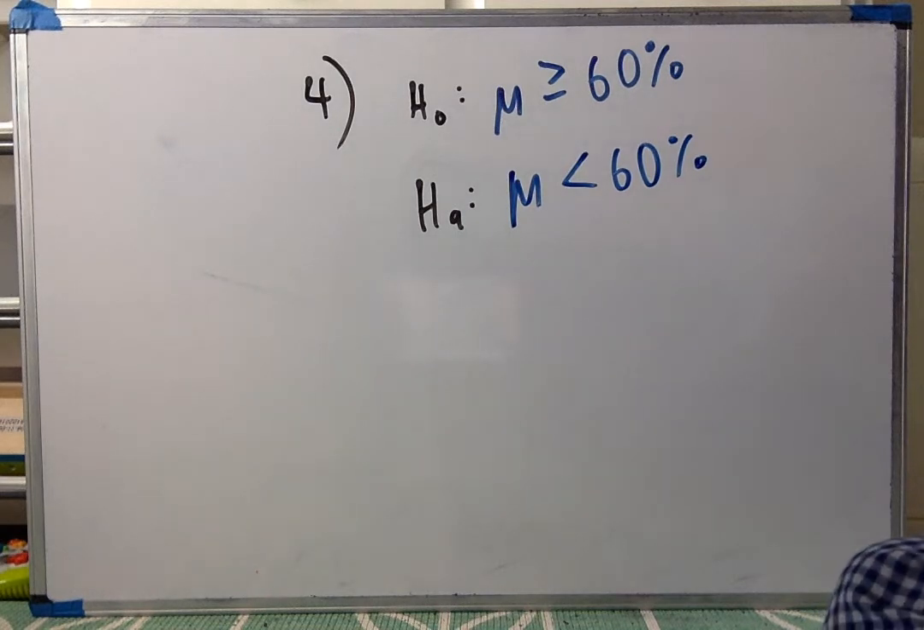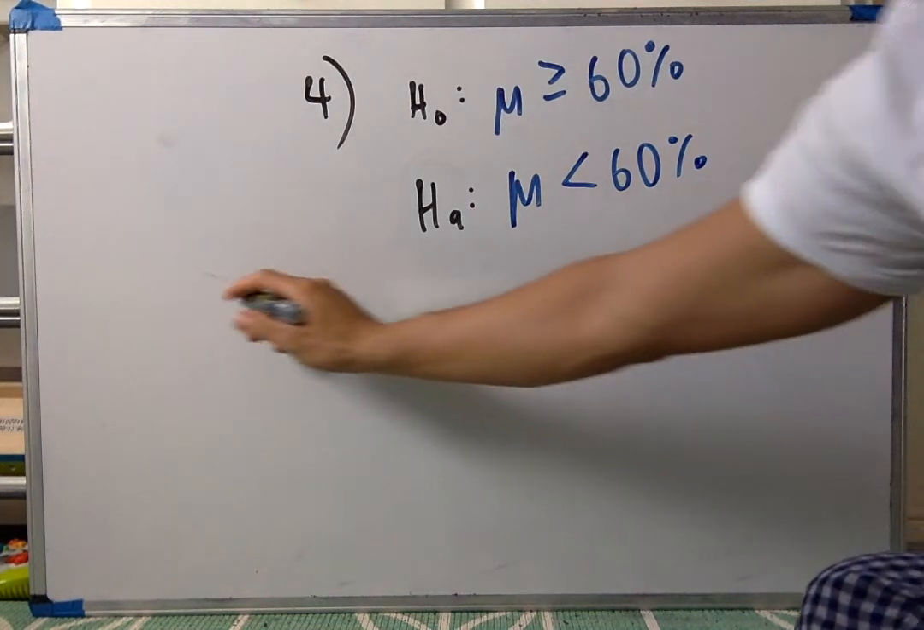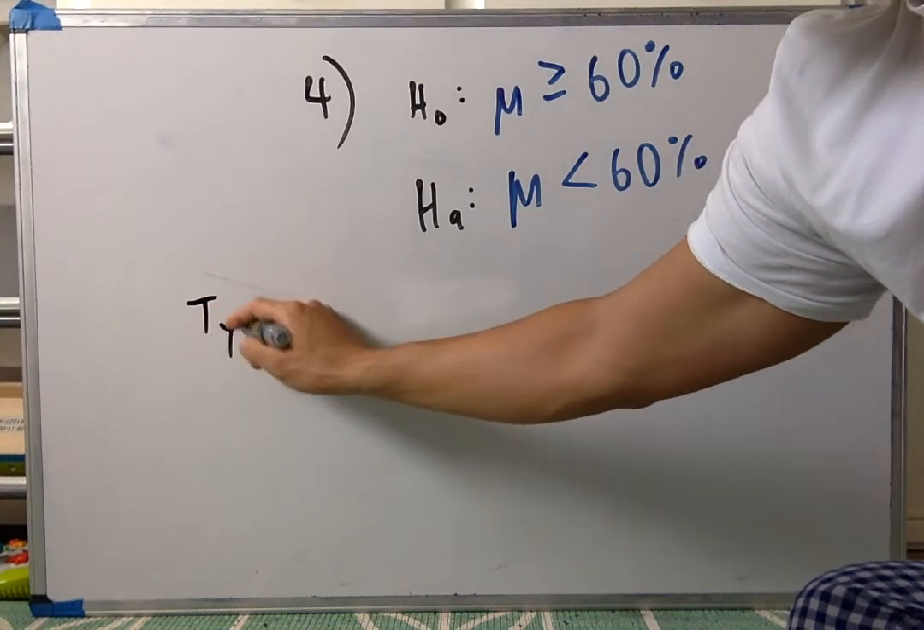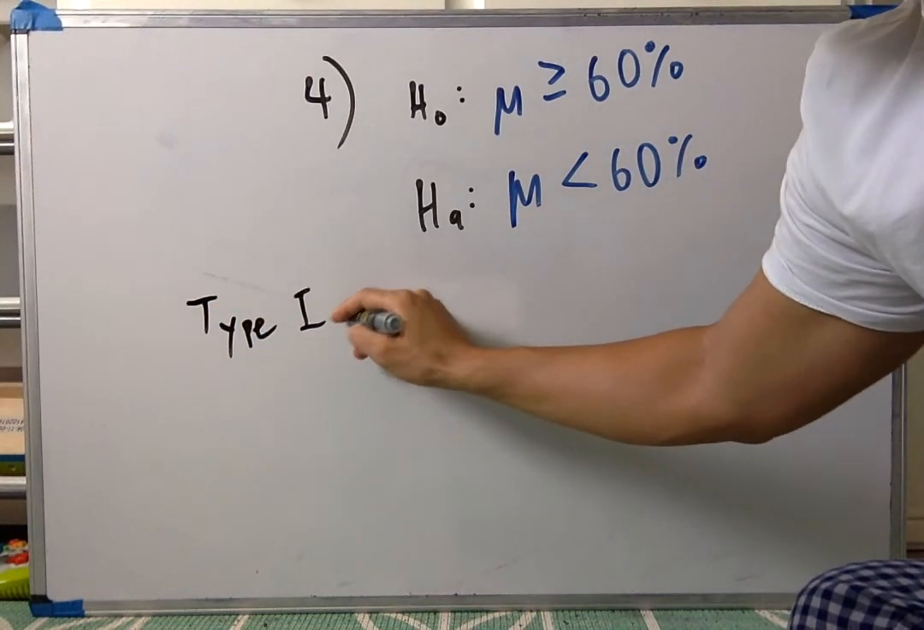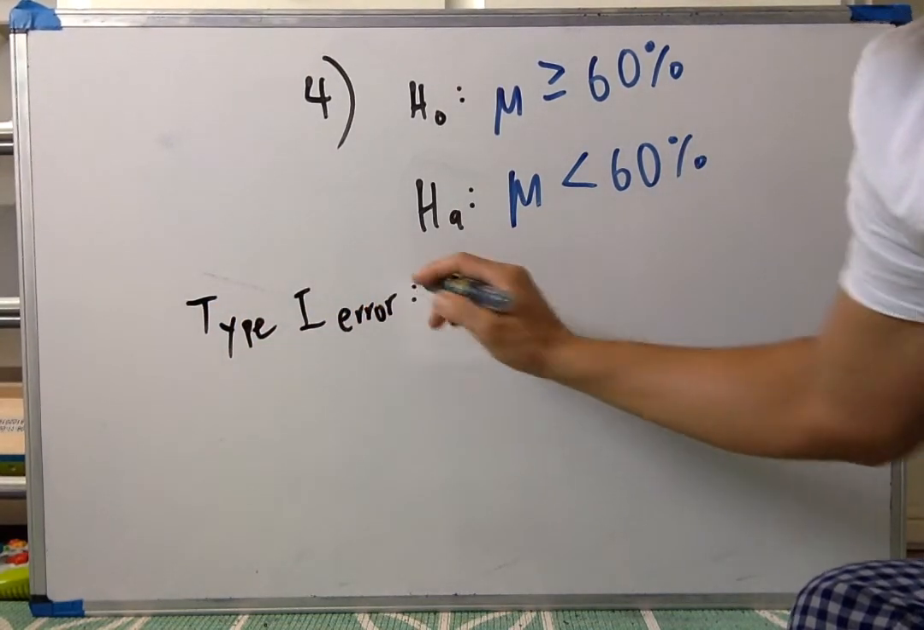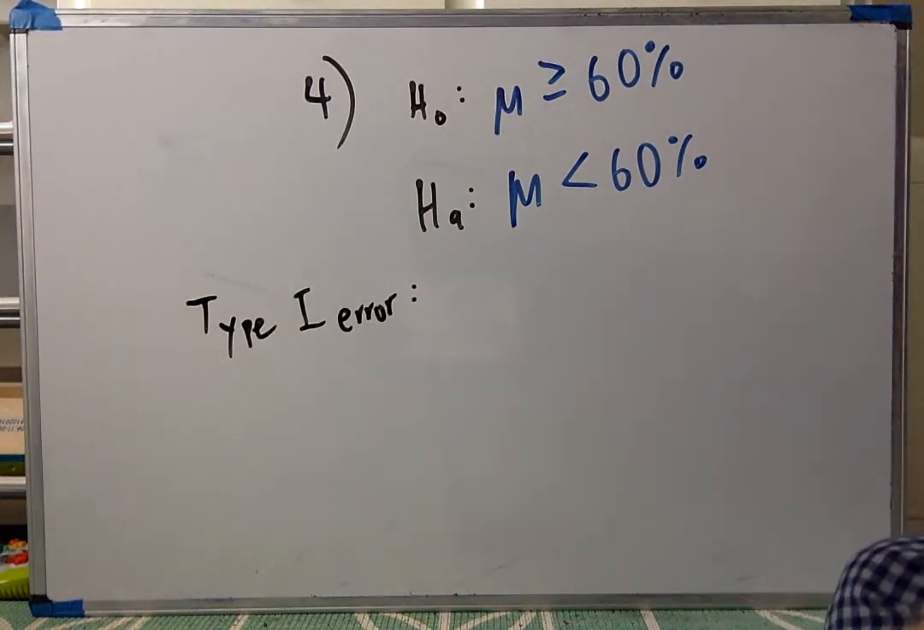Okay, so now the question asks, what are the 2 types of errors? What would it look like? Interpretation. So type 1 error, what would that look like? And basically, you're just going to write a sentence. What would that sound like?